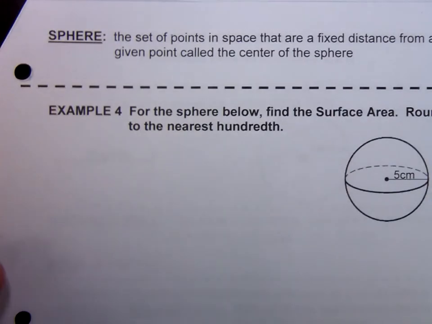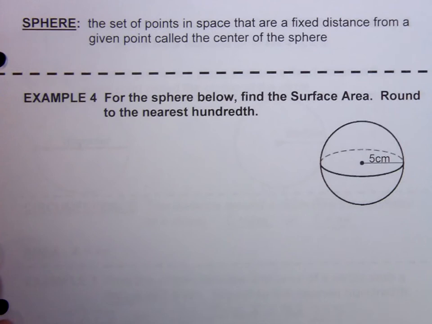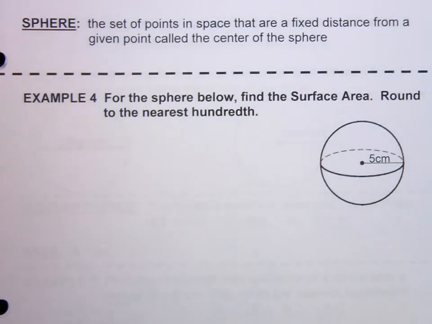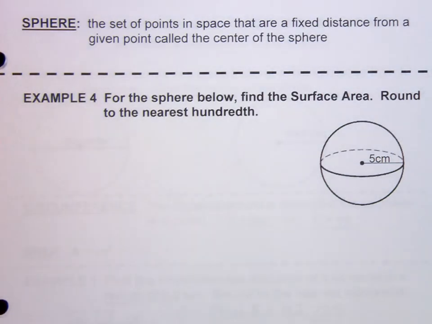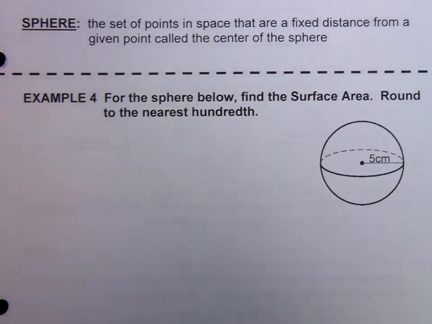And the last one is a sphere. A sphere is the set of points in space that are a fixed distance from a given point called the center of the sphere. So it's kind of the same concept as a circle, but a circle is 2-dimensional and a sphere is 3-dimensional. In a circle, every point on the circle is the same distance away from that center point. Same thing for a sphere. You got a center point, but now we're in a 3-dimensional space, and every point on the surface of that figure is the same distance from that center point.